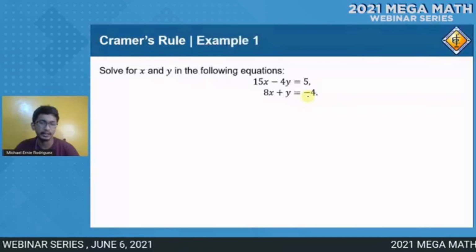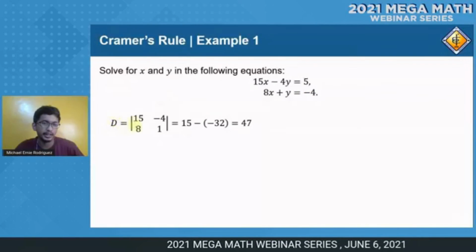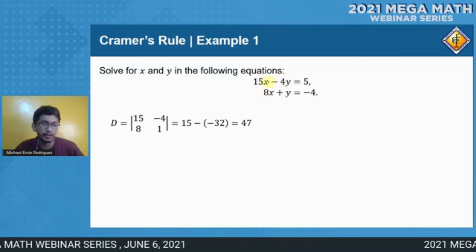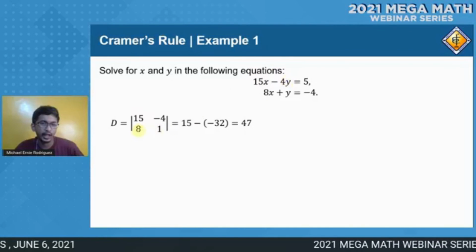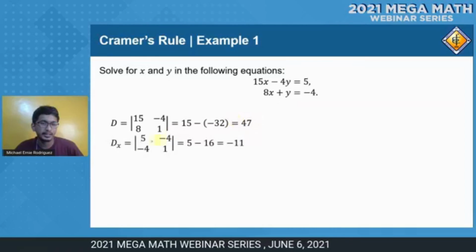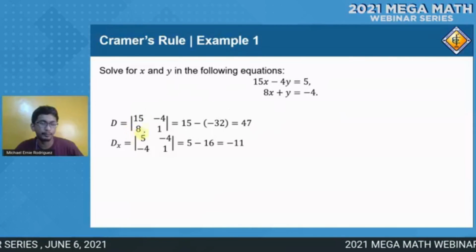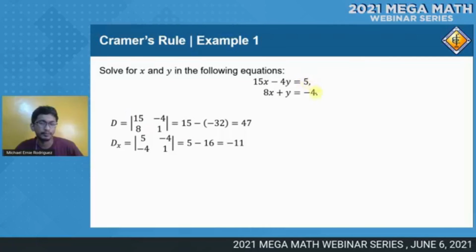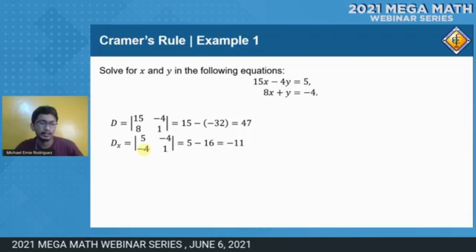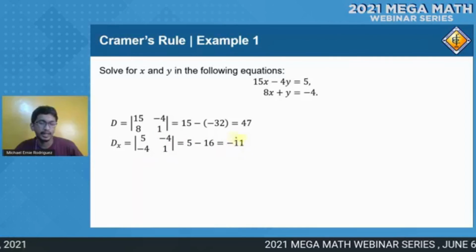So, example 1 for Cramer's rule. Ito ang given natin na equation. And then, solve natin yung determinant ng matrix D. So, kukunin natin yung constant coefficients ng mga variables. So, 15, negative 4, 8, and 1. So, we have 47, yung determinant. And then, dx, papalitan mo yung nasa x, di ba? Ito yung sa x, yung ating first column. Papalitan mo yan ng constant term. Ito nandito sa right side of the equation. So, we have 5, and then negative 4. And then, other terms are unchanged. So, we have negative 4 tsaka 1. So, we have negative 11.